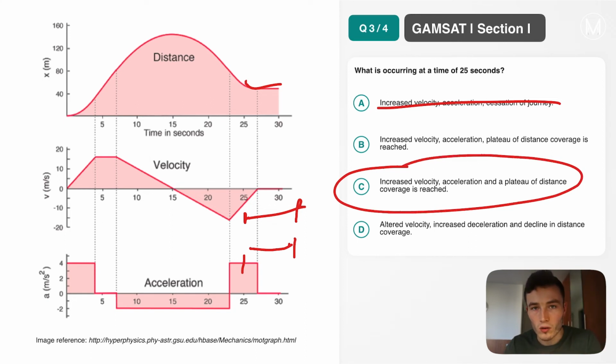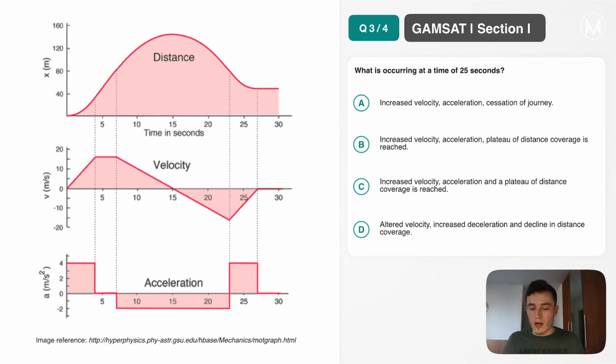Also, one thing I noted is that these were similar answers. This says increased velocity, acceleration, plateau of distance coverage is reached. So this technically implies that there's an increased plateau of distance coverage reached. They're very similar answers. The question arguably is not phrased the best, but sometimes you'll get that in GAMSAT and you have to be prepared. So in that case, it's more appropriate that C is there. B isn't quite phrased in the correct way that you would hope. And indeed, we're correct. We have an increased velocity, we are accelerating, and there is a plateau of distance coverage reached. So we've covered what's going on in all three graphs.